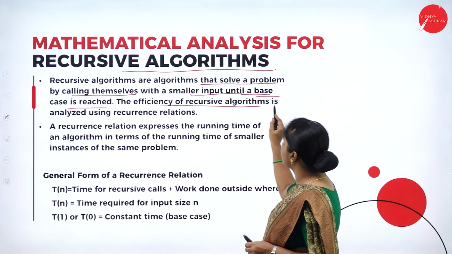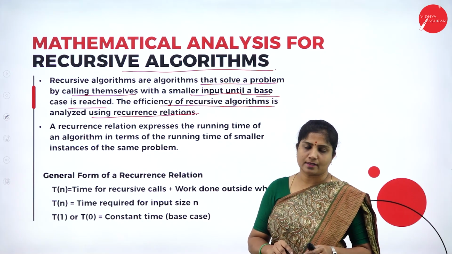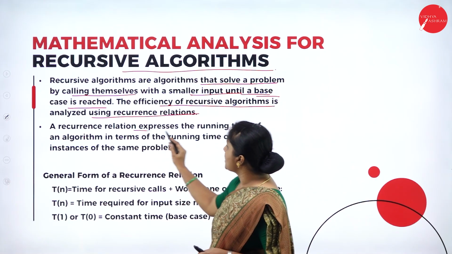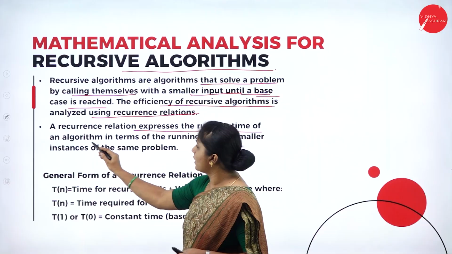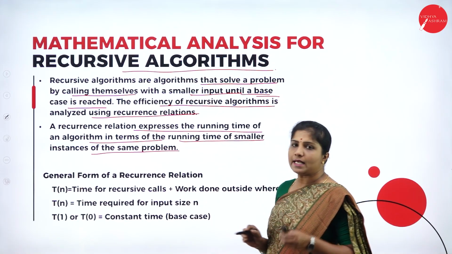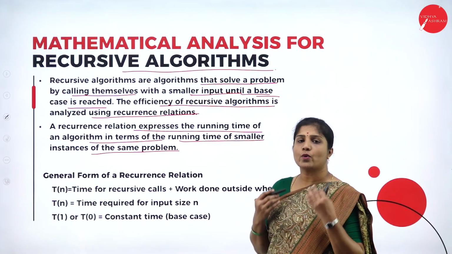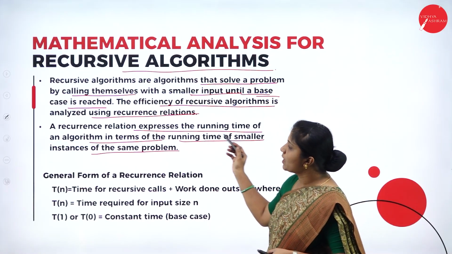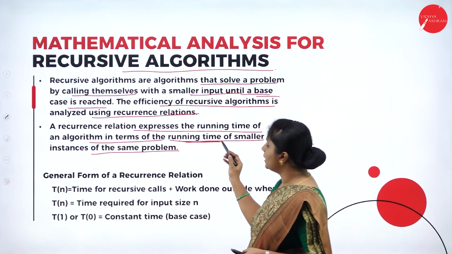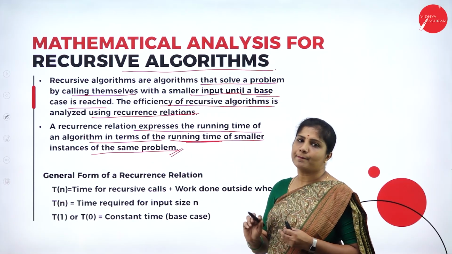The efficiency of recursive algorithms is analyzed using recurrence relations. A recurrence relation expresses the running time of an algorithm in terms of the running time of smaller instances of the same problem. So the recurrence relation is going to express the running time of an algorithm in terms of the running time of the smaller instances of the same problem.